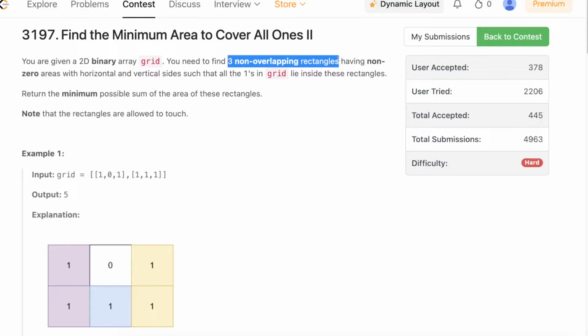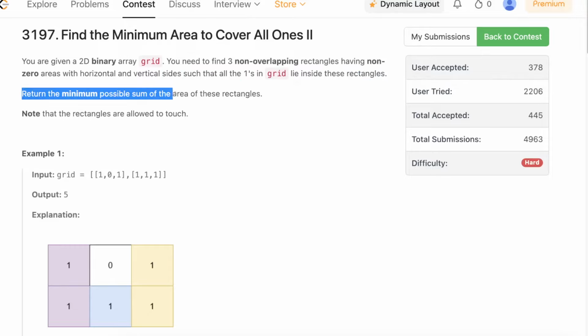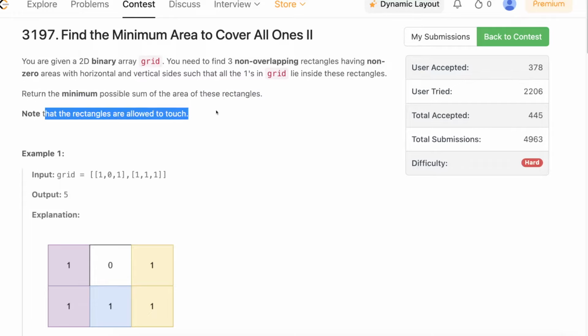So let's get started. The problem states that you are given a 2D binary array grid. You need to find 3 non-overlapping rectangles having non-zero areas such that they will cover all the ones in the grid. You return the minimum possible sum of areas of these 3 rectangles. Note that the rectangles cannot overlap, but they are allowed to touch each other, right?